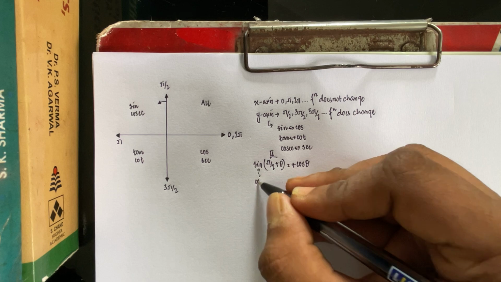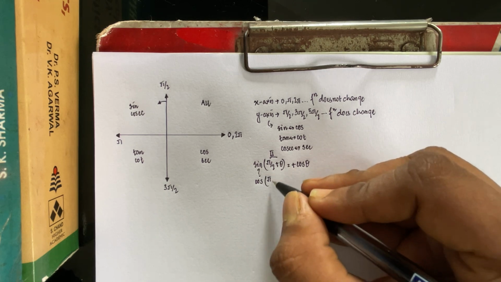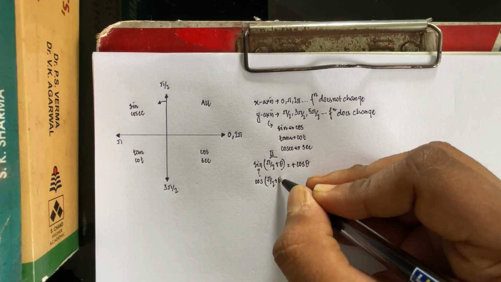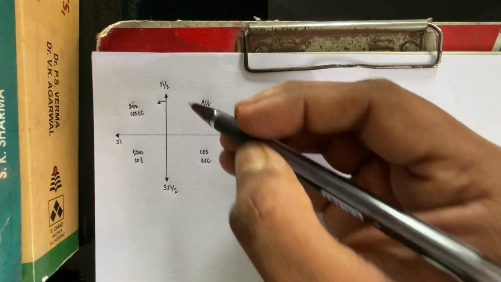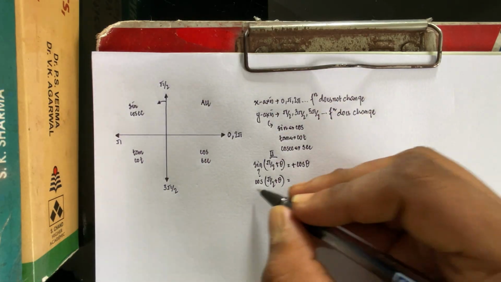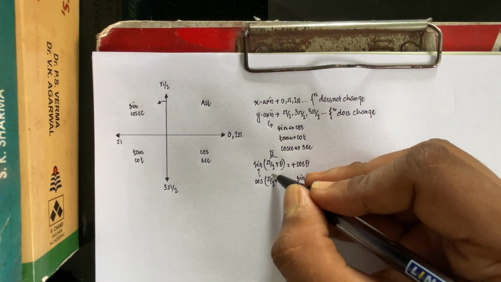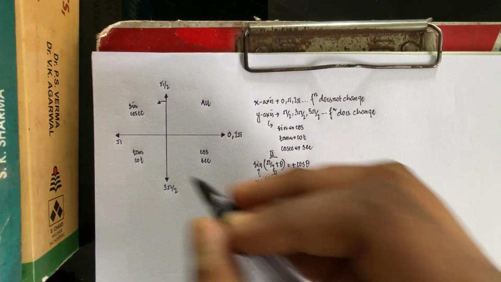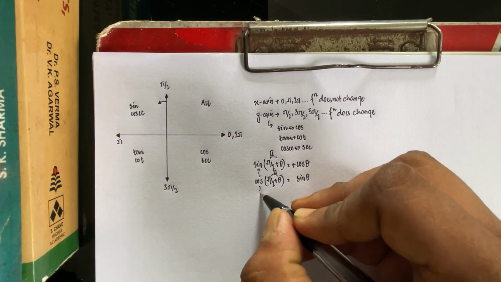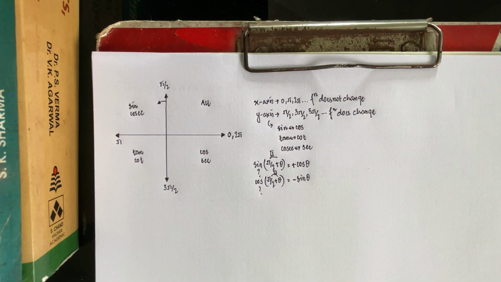Similarly, if I ask about cos of pi by 2 plus theta, since it is along pi by 2, cos will be converted to sine, and pi by 2 plus theta falls in the second quadrant, and in the second quadrant cos is negative, so it will be minus sine theta.